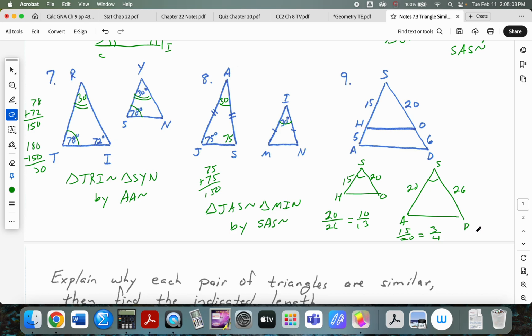Are these triangles similar? No. There is no method that will prove those similar because they really aren't similar, because the sides are not proportional.